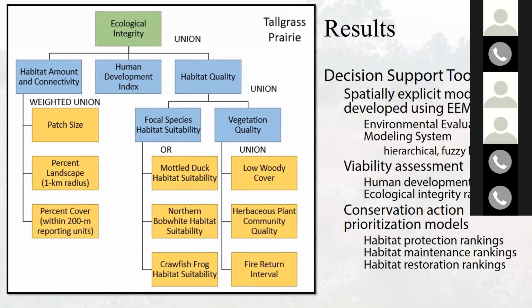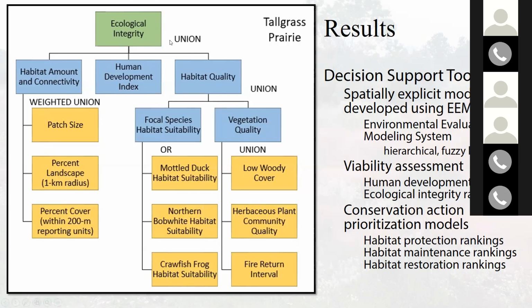And they are basically, so we have a series of support tools that are spatially explicit models that we developed using the environmental evaluation modeling system, which is a hierarchical fuzzy logic modeling system. And we use that viability assessment to develop ecological integrity ratings. And part of those ratings is a human development index. And then the ecological integrity ratings feed into our conservation action prioritization models. And we have 3 different outputs there: habitat protection, habitat maintenance, and habitat restoration.